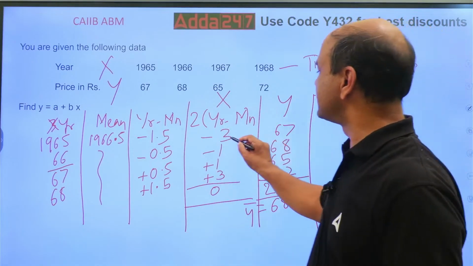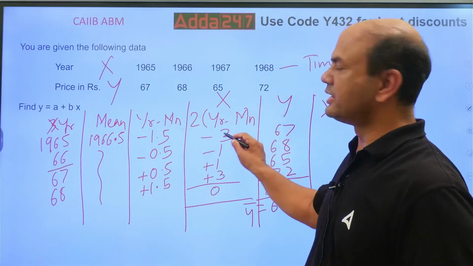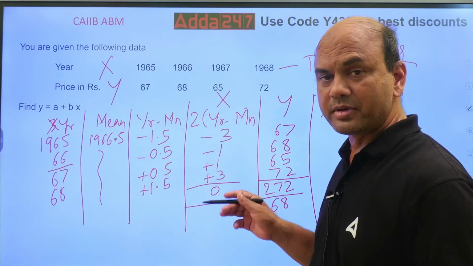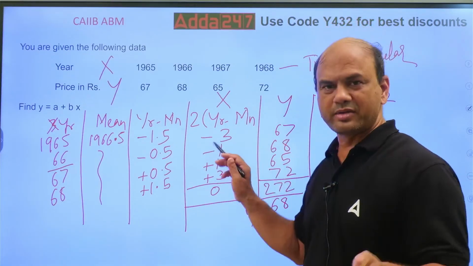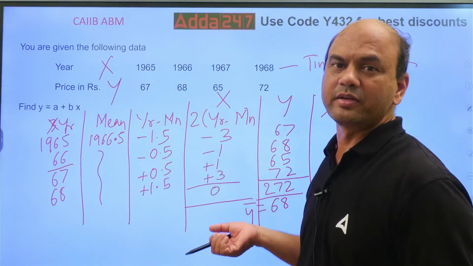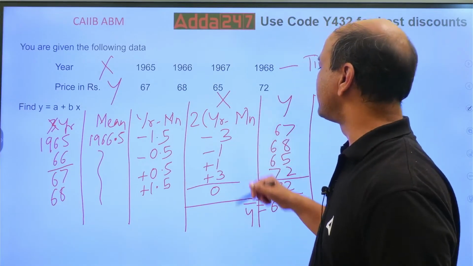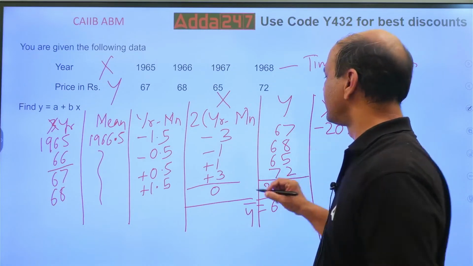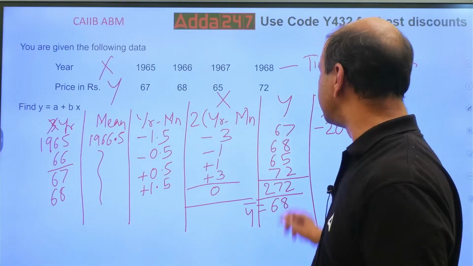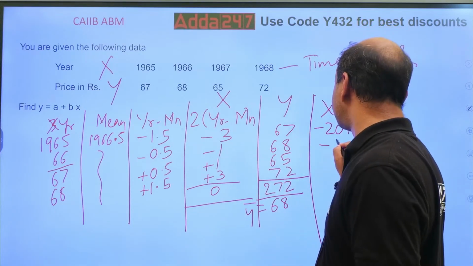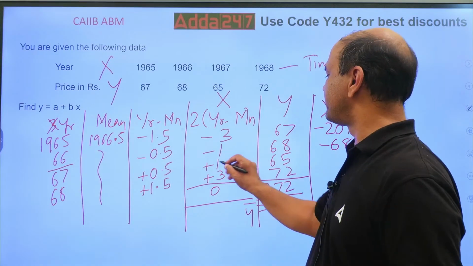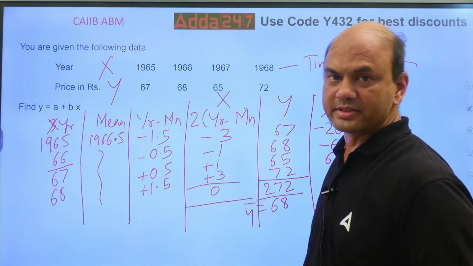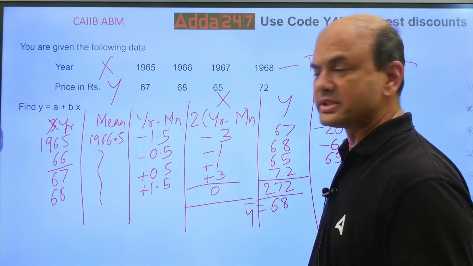Multiply xy. So this is x and this is y. 67 into minus 3. Multiply this. Don't do it as a mind game. Try your calci. Okay, I'll do it because I don't have to give the exam. I've already cleared it. So 201, minus 201. Then this 68 into minus 1, minus 68. Then this 65 into plus 1, plus 65. Then 72 into plus 3, 210 and 216, 216.